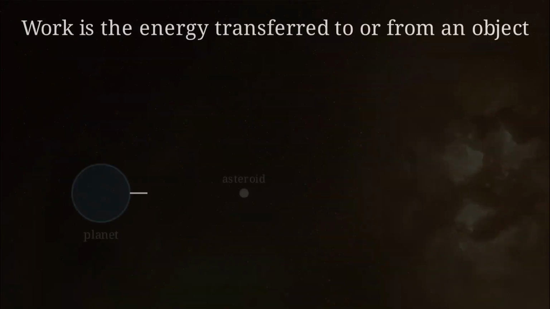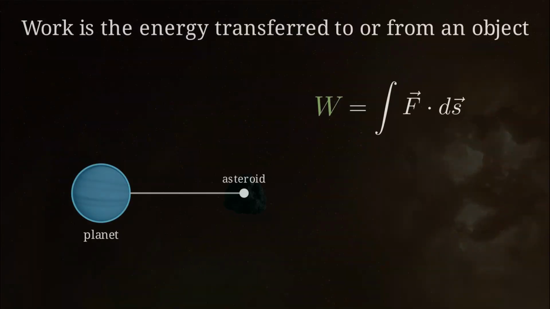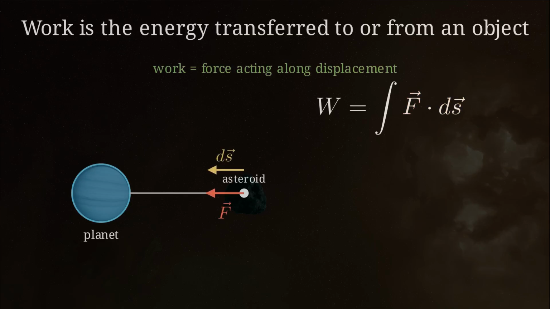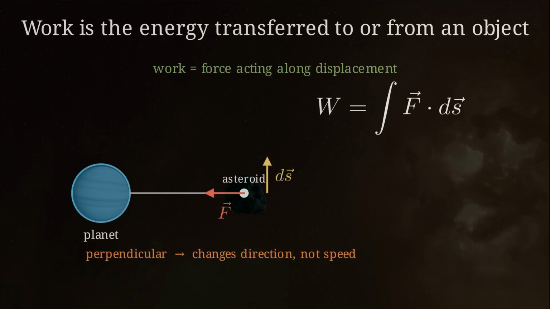The gravitational field affects our asteroid by doing work on it. Work is the energy transferred to or from an object by a force acting along a displacement, the dot product. If the force points along the displacement, the object gains kinetic energy. If the force is perpendicular to the motion, it does not change the speed, but changes velocity.